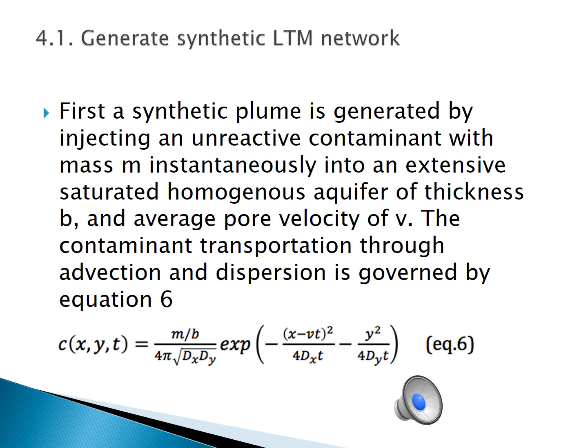Chapter 4, Part 1, generating a synthetic LTM network. First, a synthetic plume is generated by injecting an unreactive contaminant with a mass m instantaneously into an extensive saturated homogeneous aquifer of the thickness b and average pore velocity of v. The contaminant transportation through advection and dispersion is governed by equation 6, stated below.